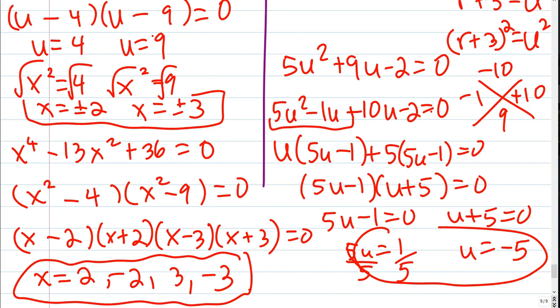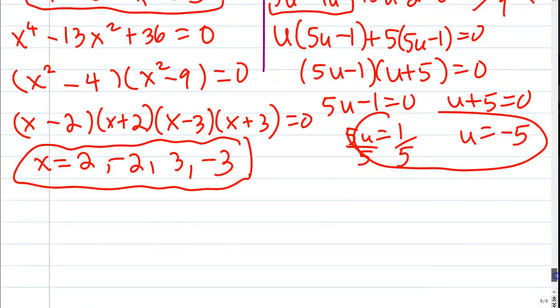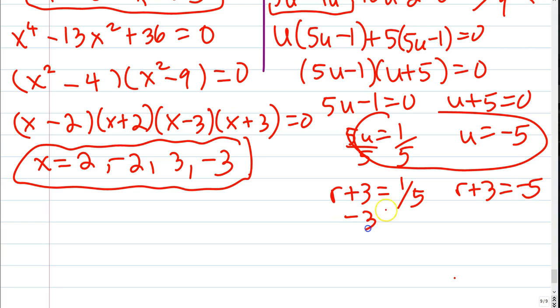So what do we have to do at the end? Well, what was u worth? Well, that sounds horrible, right? What was u worth? Well, u was worth r plus 3, so r plus 3 is equal to 1/5. You have to kind of unsubstitute at the end. r plus 3 is equal to negative 2. Subtracting 3, negative 15 plus 1, how about negative 14/5? And minusing 3 here, how about negative 5?